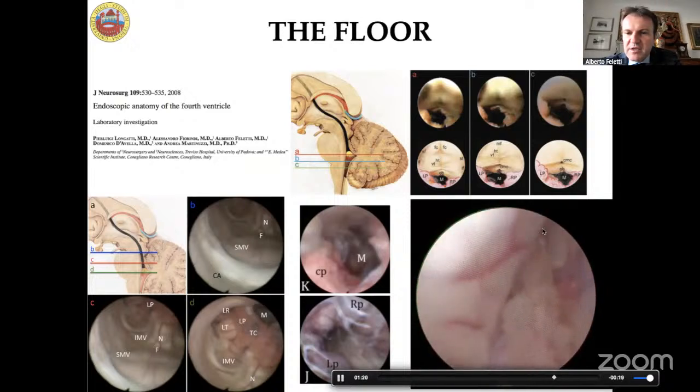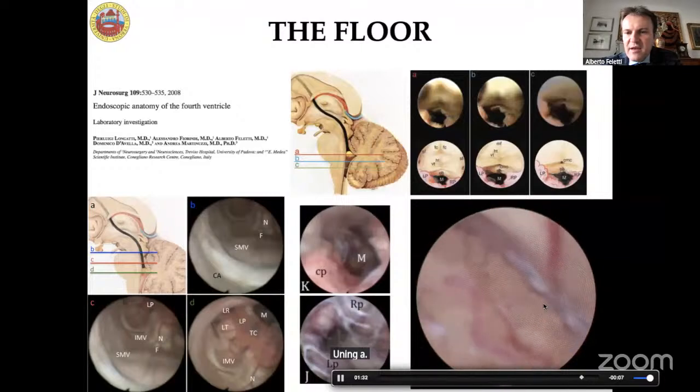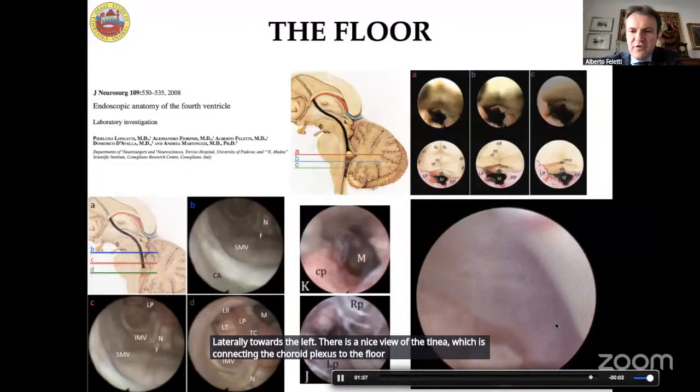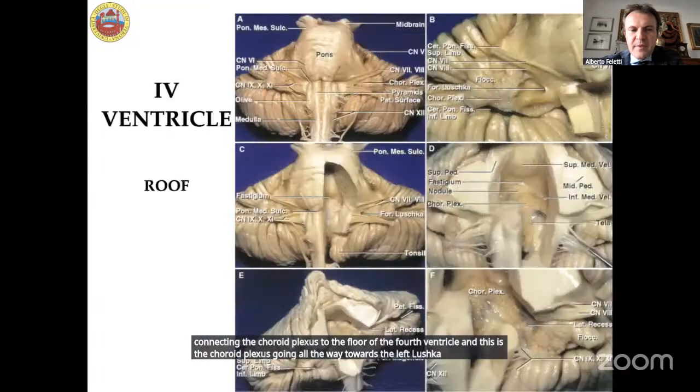And here you can see the right Luschka foramen, and the Magendie foramen is down here. And here we are moving laterally towards the left. There is a nice view of the tinea, which is connecting the choroid plexus to the floor of the fourth ventricle. And this is the choroid plexus going all the way towards the left Luschka foramen.